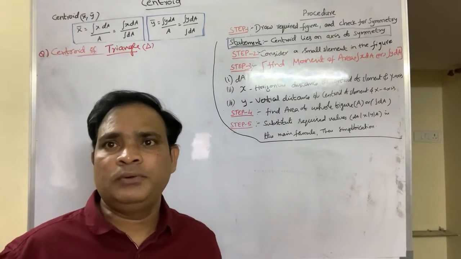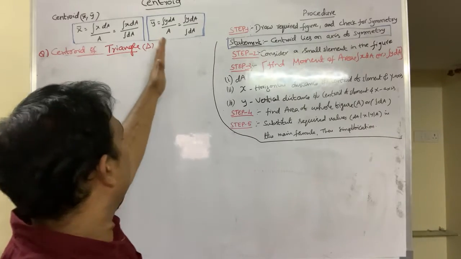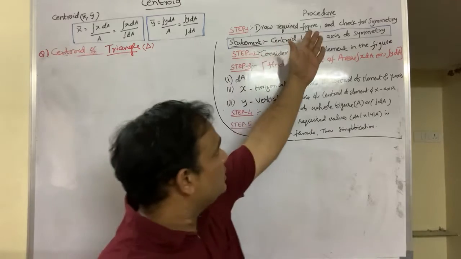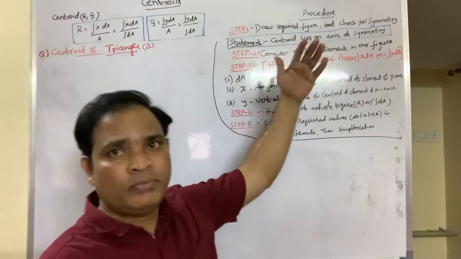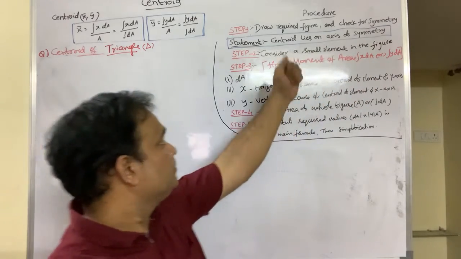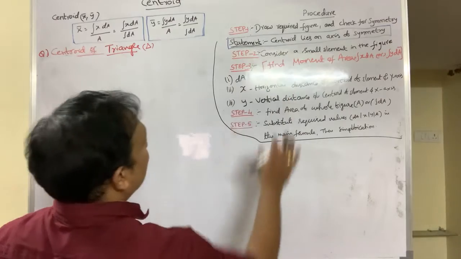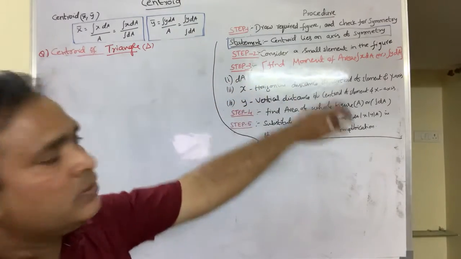Hello everyone, in today's video we are going to find out the location of the centroid of a triangle. To locate the centroid we have a procedure with 5 steps, and I have clearly explained the procedure in my first video. You can watch it if you want. During the solution I will apply the steps directly, and according to step 1, draw the required figure and check for symmetry.